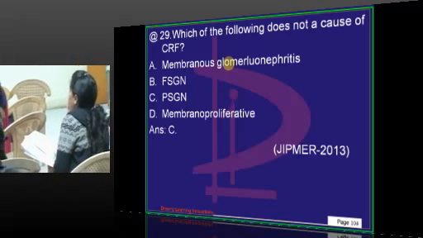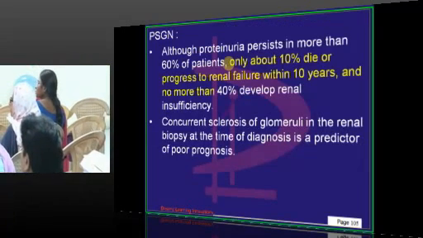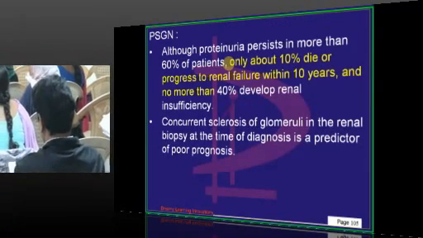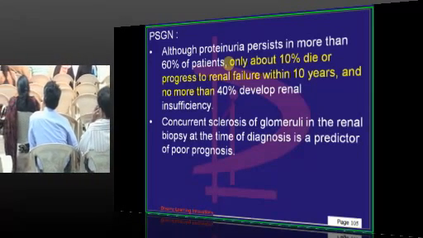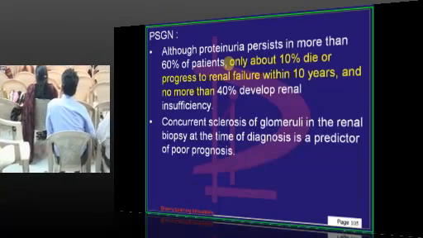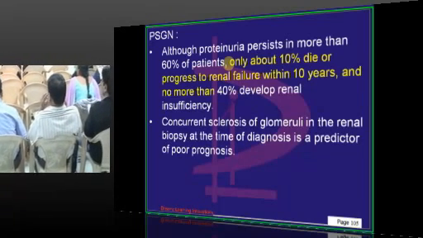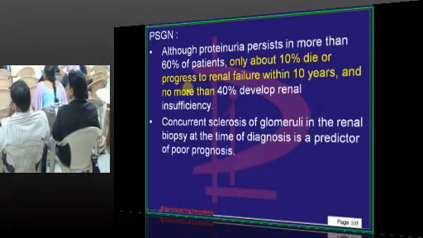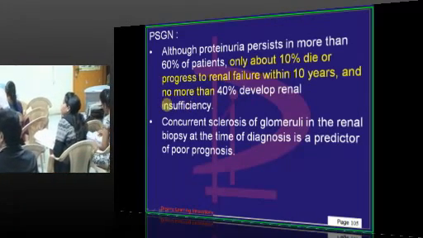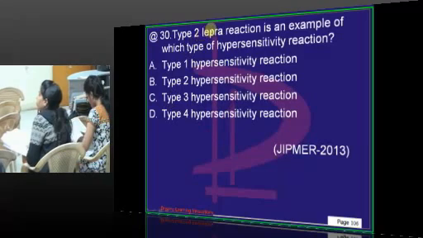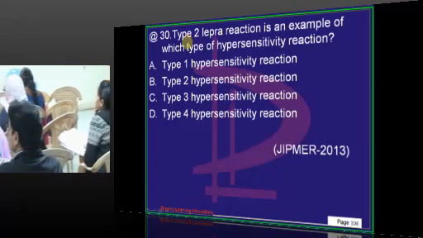Similarly, PSGN does not end into chronic renal failure. In pediatrics, you might have seen a lot of patients with PSGN in the pediatrics ward, with smoky colored urine, etc. But only 10% will progress to renal failure within 10 years, and no more than 40% develop renal insufficiency. That is the point which you need to appreciate.